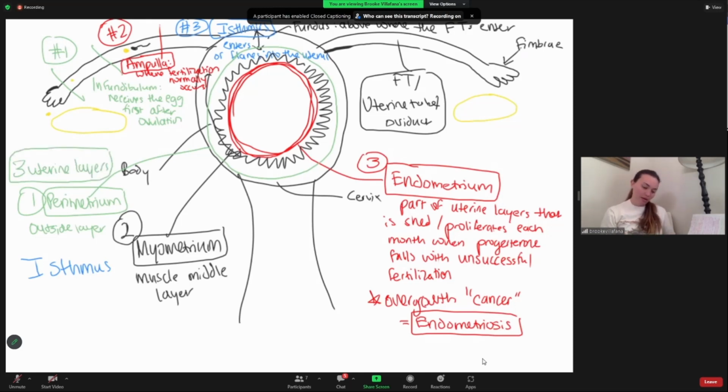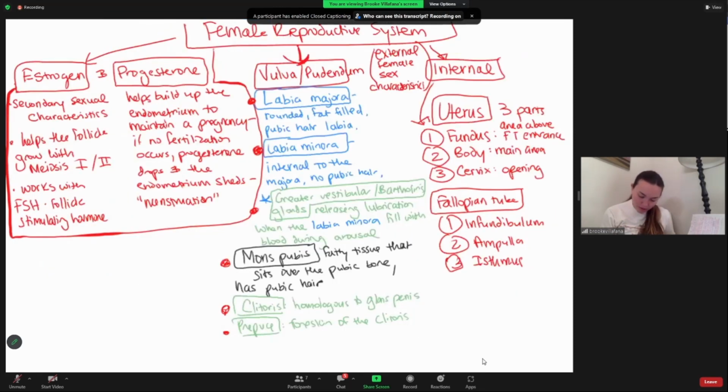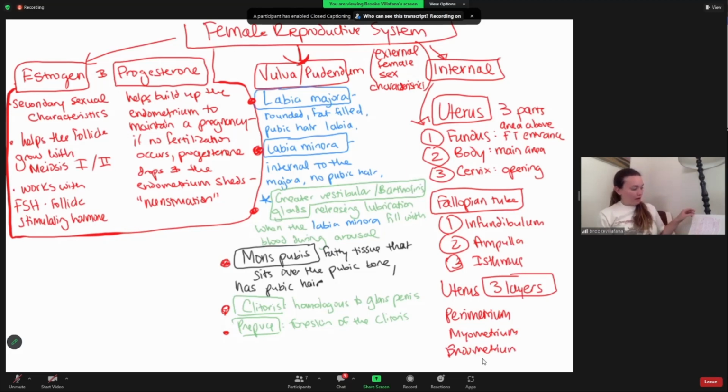So putting them back on this outline, we know that the uterus, should probably use the same color. Uterus, in addition to having 3 parts, the uterus would have 3 layers: perimetrium, myometrium, and endometrium. So that's kind of how I would do my outline on that. I would add that there. You also have fimbriae. You could add that here. Fimbriae, finger-like extensions of the fallopian tube, which you guys already have learned about previously, right?